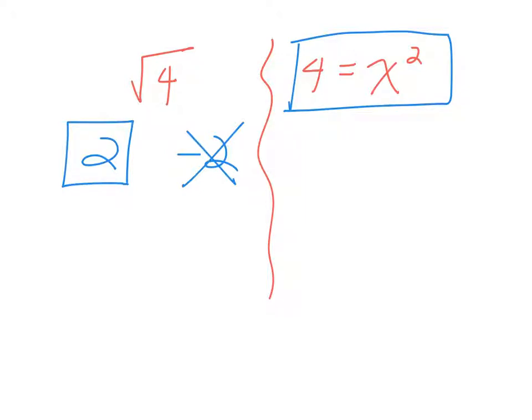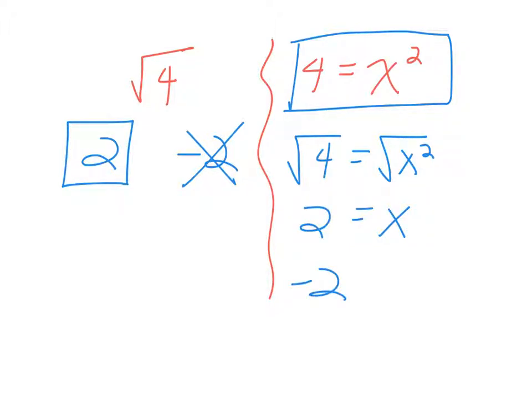If I go to solve x squared equals 4, I would take the square root of 4 and the square root of x squared, and then I would say x equals 2 and negative 2 both, because in an equation format, both satisfy the equation. So when a variable is involved, we will take the principal and the negative square root.